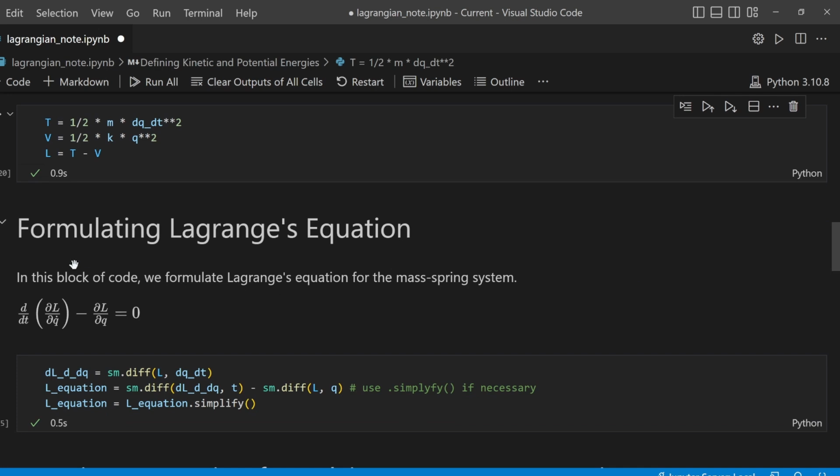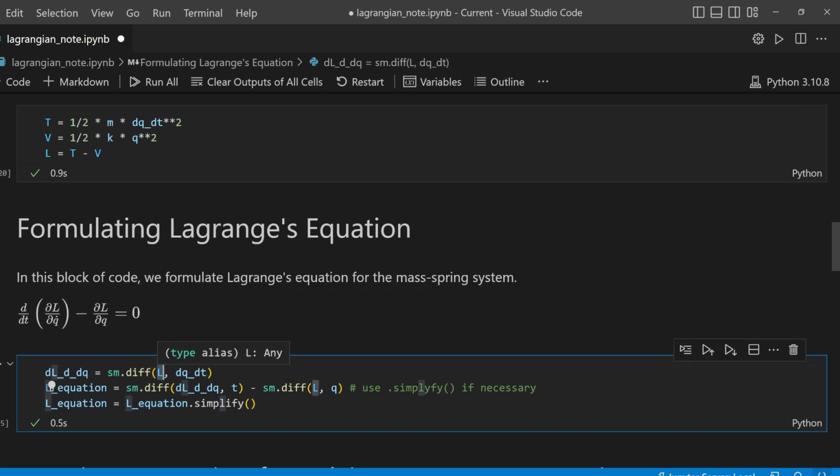Now we will formulate the Lagrange equation, this one. So we will consider a non-damped system without any external forces. We formulate it with this equation right here. Now we first define this derivative right here. We differentiate L with respect to q dot. This is what I did right here. So we differentiate L with respect to q dot. I called it dL_dq.